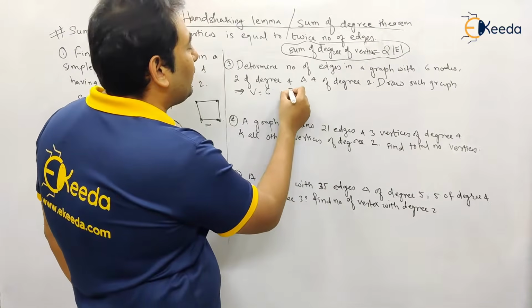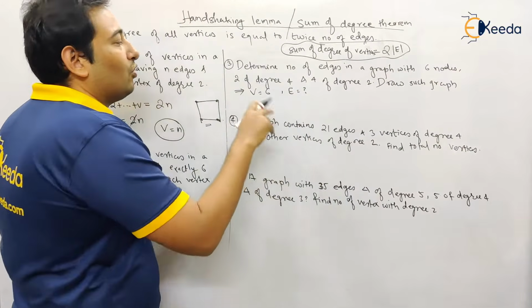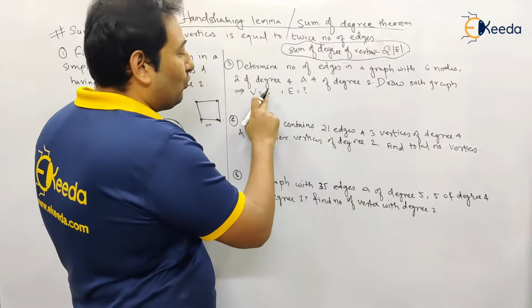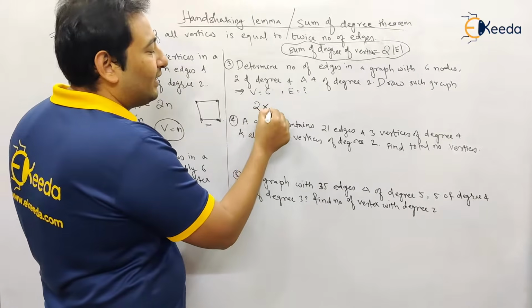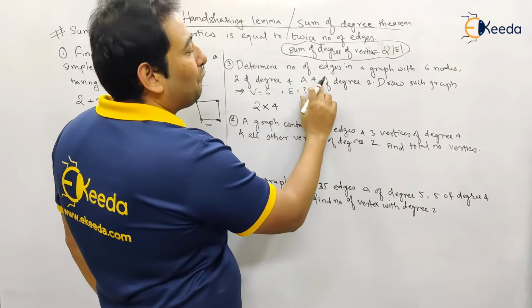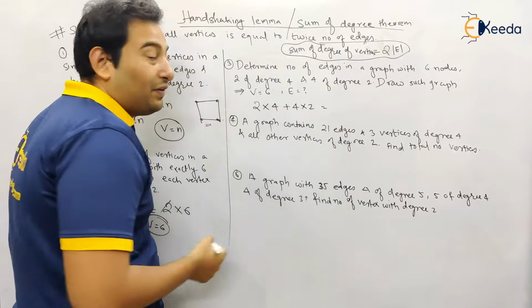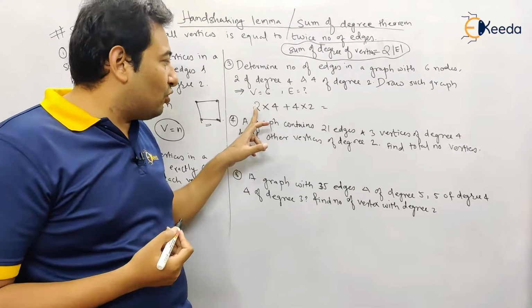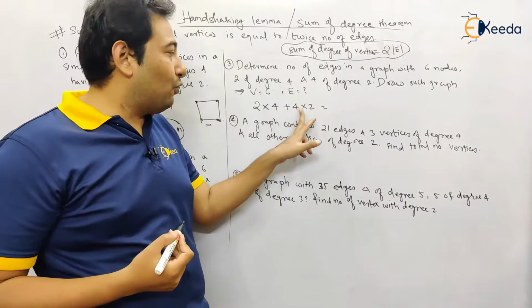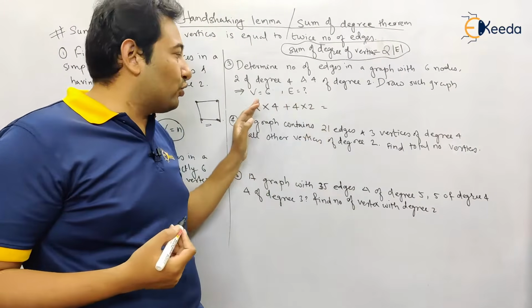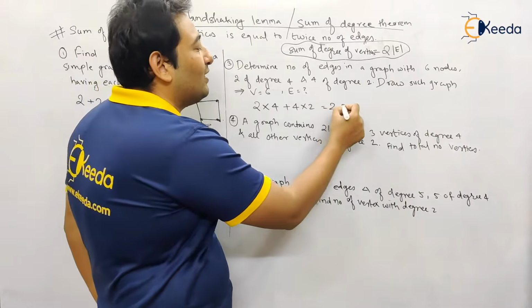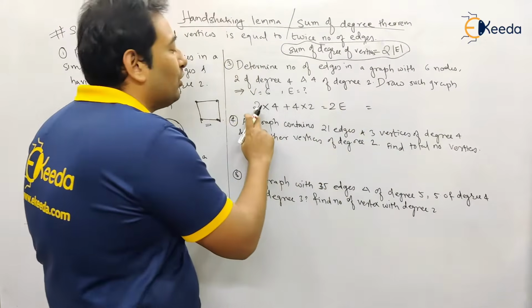And we need to find out the edges. Two of degree 4. So out of 6, 2 have degree 4 and 4 are of degree 2. So what is the sum of degrees? The sum of degrees means 2 vertices are of degree 4 and 4 vertices are of degree 2. So the sum of degrees is equal to twice the number of edges. So that's the story over.